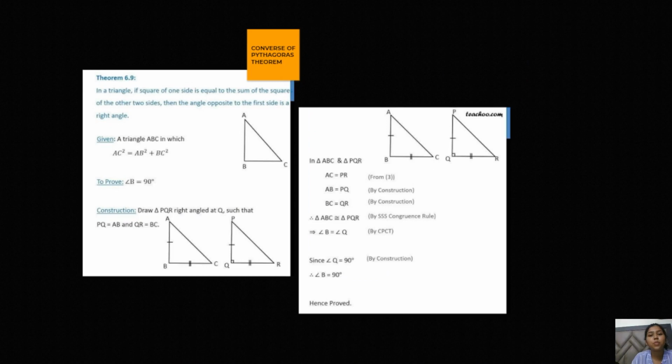Let's move ahead to the last theorem of this chapter number 6, that is your triangles, right?